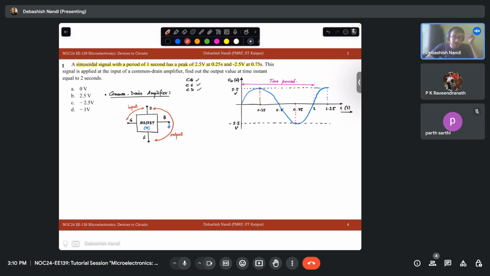So Ravindran, you want to say anything? Yeah, the input is at the gate. Input is at the gate. So why cannot the input be at the source? From the definition, your drain has to be the common terminal between input and output. So we have two other terminals left, that is your gate and another one is your source. So I can put input at any one of them. Why do we choose gate?